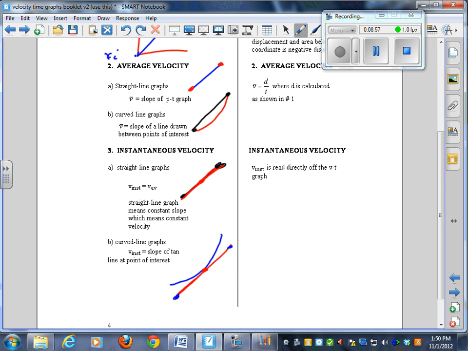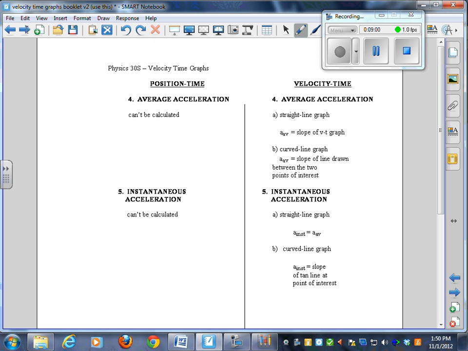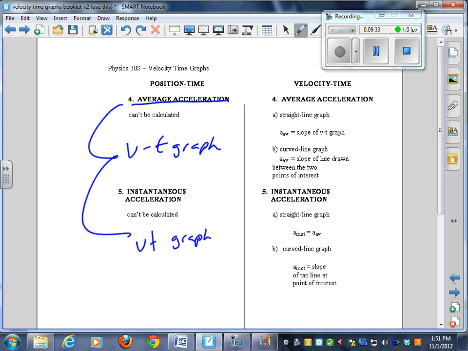Okay? All right, go to the next page. Still under the position time column. Pay attention. This is the important part of the day. If you're on a position time graph and I ask you for average acceleration, you can't do it. You have to first construct a VT graph. It's like a trick question. So if you're asked that, it can't be done, and if someone tries to do it, then you know it's wrong. You need a velocity time graph before you can find acceleration, and the same thing with instantaneous acceleration. You need a VT graph to get acceleration.